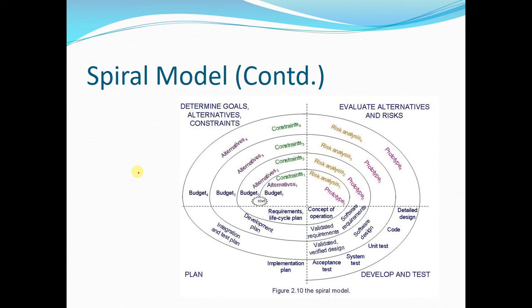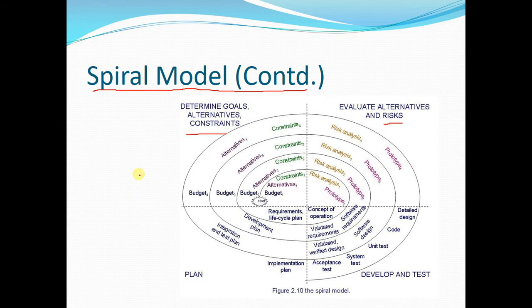Spiral model is risk analysis and constraints analysis. So this spiral model is specifically suitable for those projects which are very challenging and for which we are not sure that we will be able to finish those projects. So for such projects we follow a strict number of steps in a strict order.